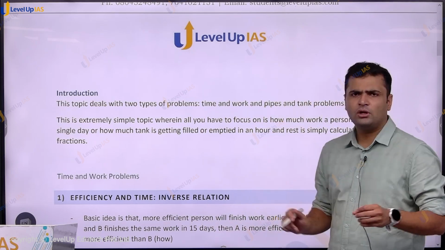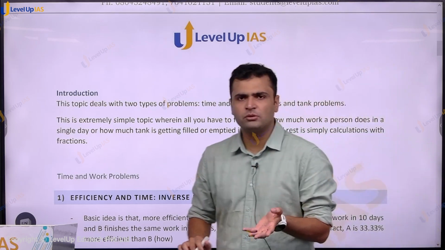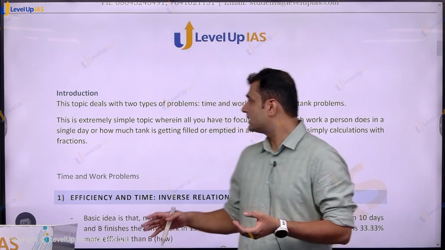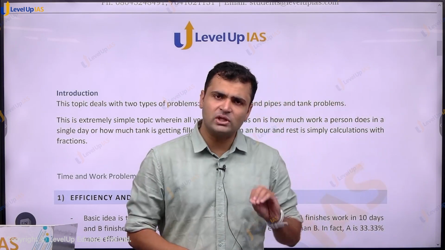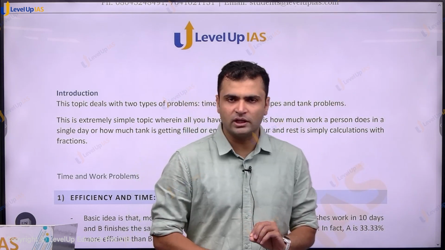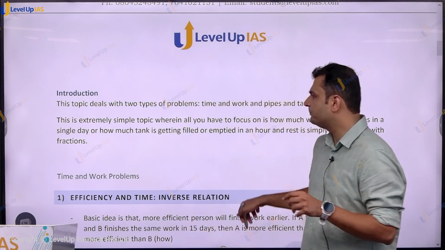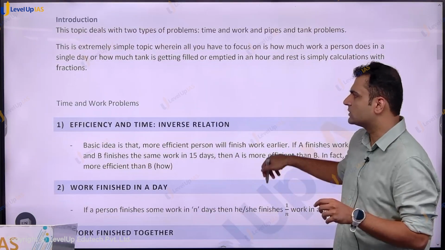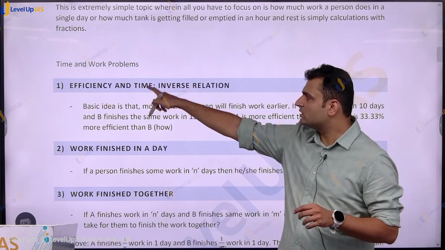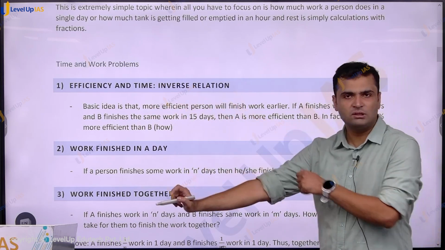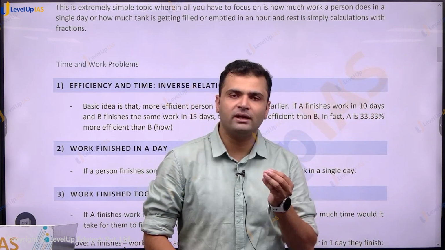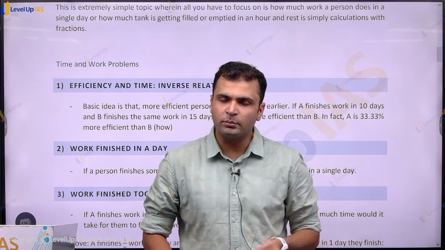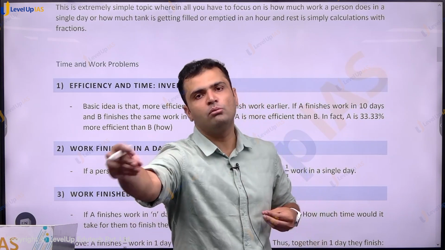So this topic can have two types of problem. One is time and work problem, and secondly pipes and cisterns problem, pipes and tank problem. The concept is exactly the same in both cases. We'll firstly understand how it functions. The basic concept is efficiency and time are inversely proportional, meaning if a person is more efficient, he will take less time to finish the work. If a person is less efficient, he will take more time to finish the work.